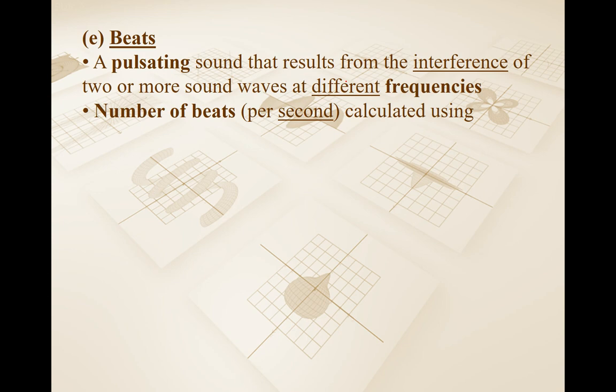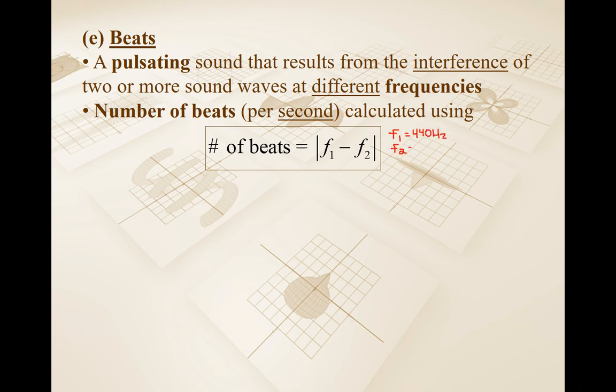To calculate the number of beats generated per second, we can use the following equation. The number of beats is equal to the absolute value of f1 minus f2. I'm going to go back to that Audacity program in a moment and listen for what the beats actually sound like. So let's make up some numbers here. Let's make f1 440 hertz, and then let's say f2 is 442 hertz.